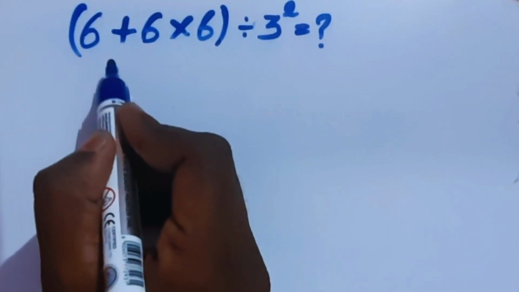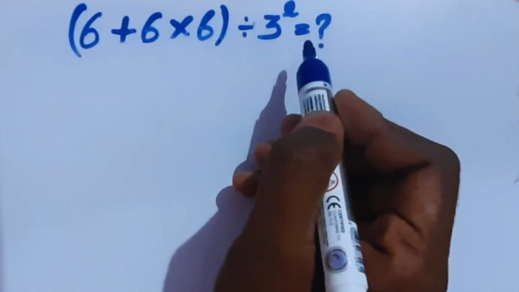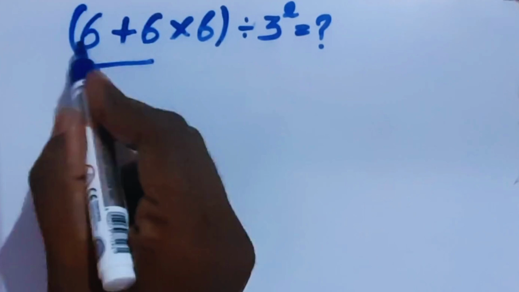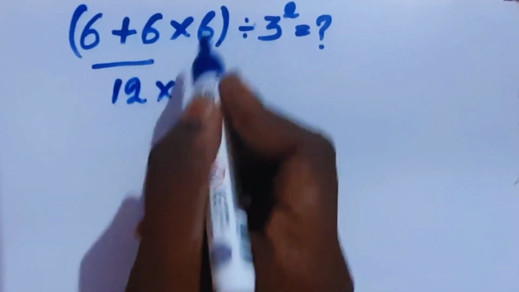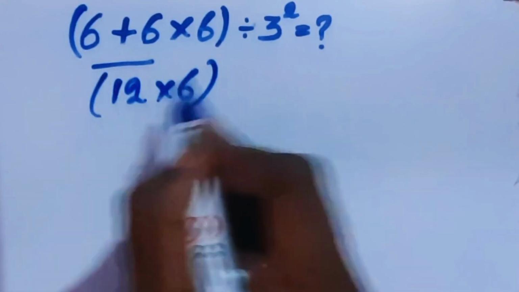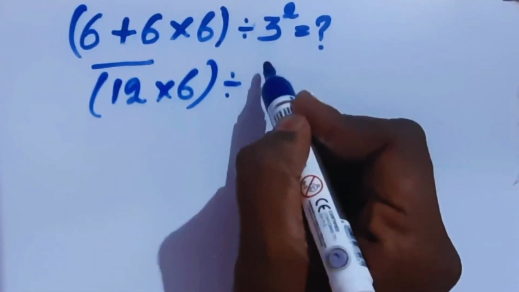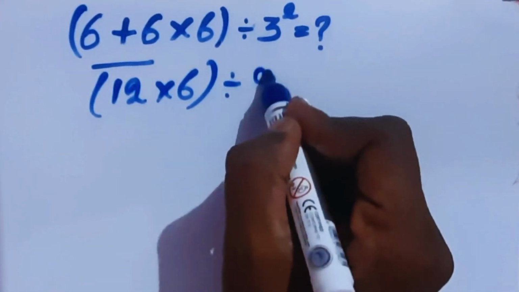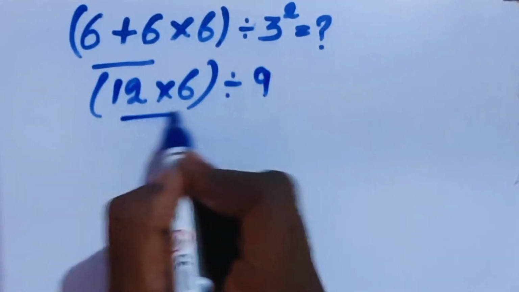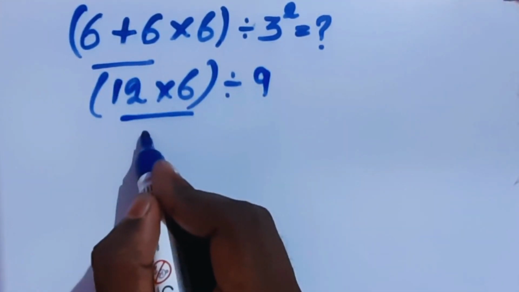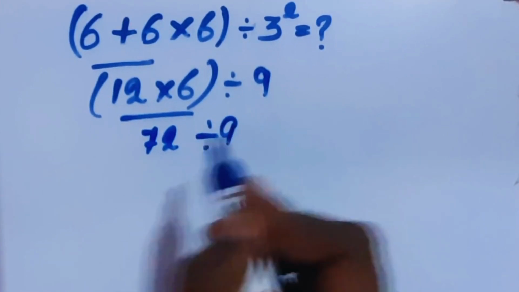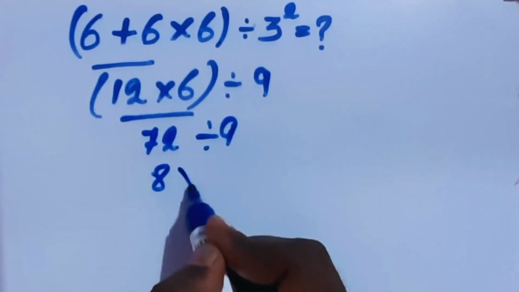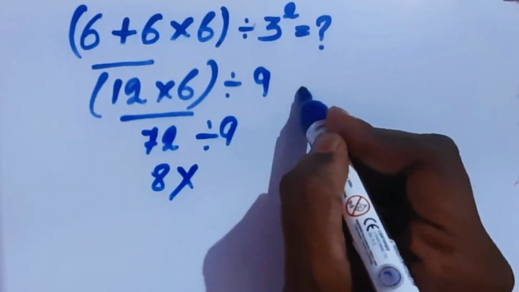Hello guys, most of them get answer 8 for this problem in this way. 6 plus 6, it is 12, times this 6 divided by 3 square is 9. Now 12 times 6 is 72, divided by 9. This is 8. This is wrong.